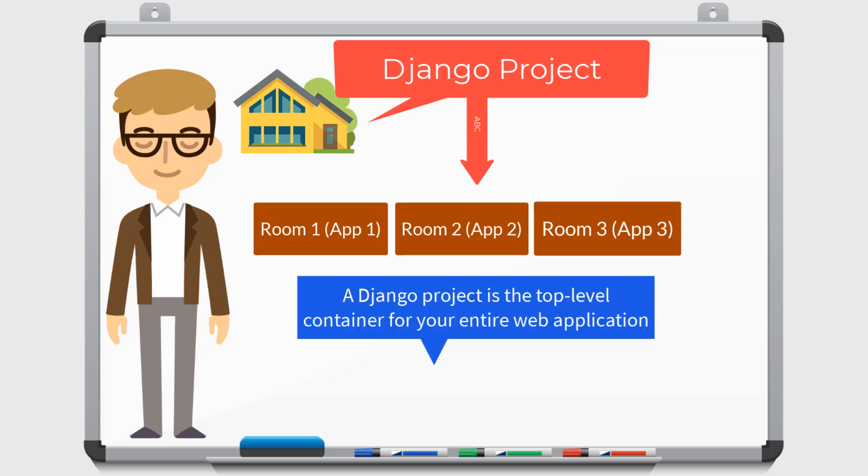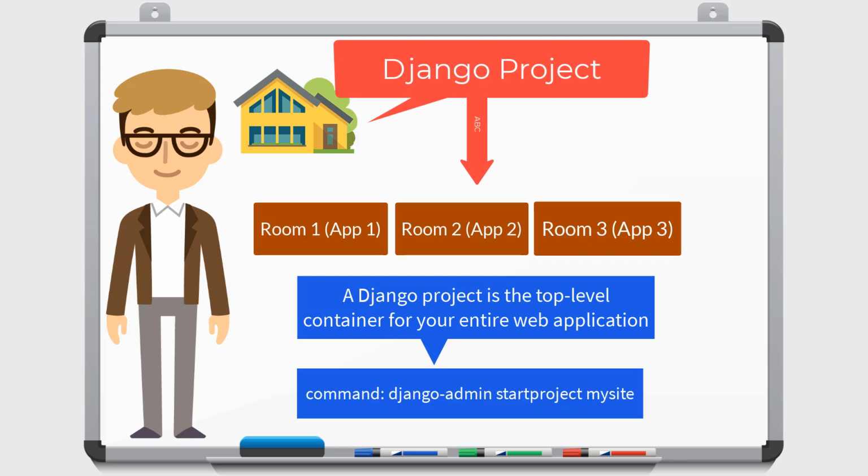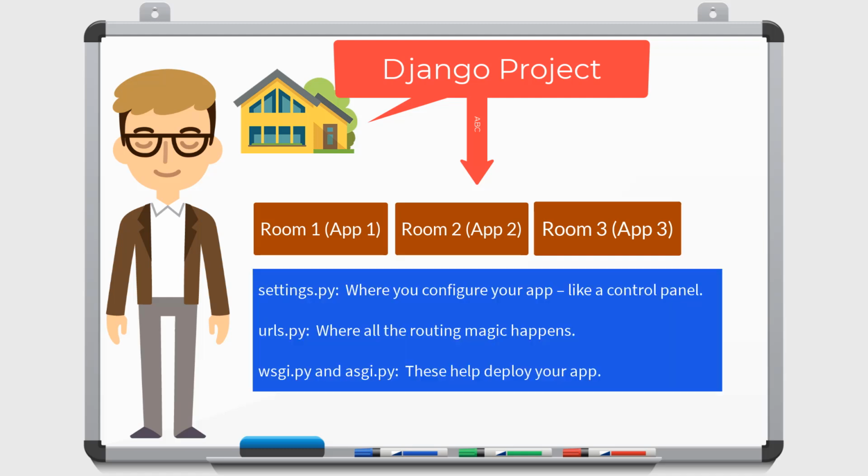So a Django project is the top level container for the entire web application. So when you run the command django-admin startproject mysite, you are creating a project. So inside the project, you typically see settings.py where you configure your app, like a control panel. You will see urls.py where all the routing magic happens. You will see wsgi.py and asgi.py. This helps deploy your app.